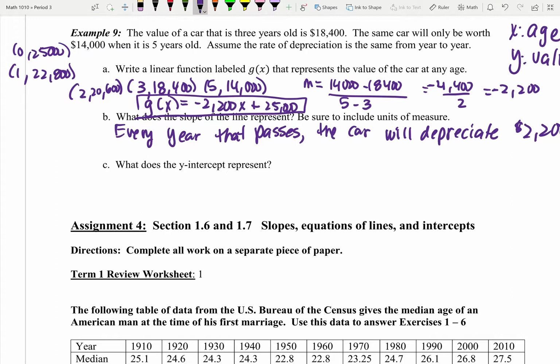What does the y-intercept represent? The initial value of the car.